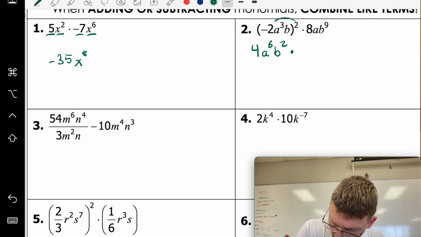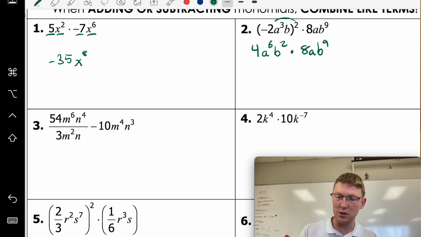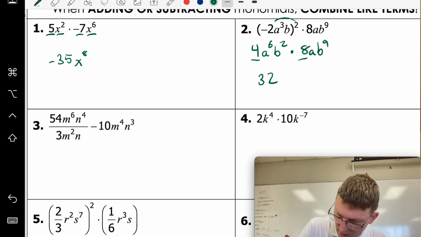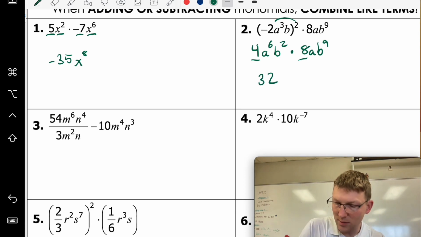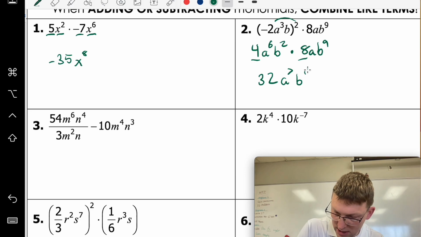Then we're going to have times 8ab to the 9th. Okay, so that was our power rule. Now we have a product rule. I'm going to do my numbers first. 4 times 8 is 32. A to the 6th times a is going to be a to the 7th. B squared times b to the 9th, 2 plus 9 is b to the 11th.